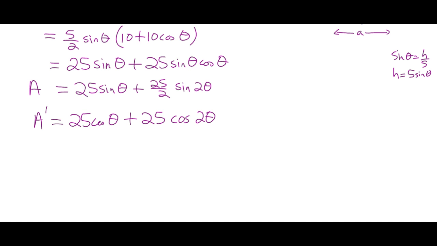we can do the second derivative now, right? That won't be too hard because it's no harder than what we just did. So we'll do that over here. So derivative of 25, that'll be minus 25 sine theta. And the derivative of cos is minus sine, and we're going to have a 2, so it'll be like minus 50 sine 2 theta.